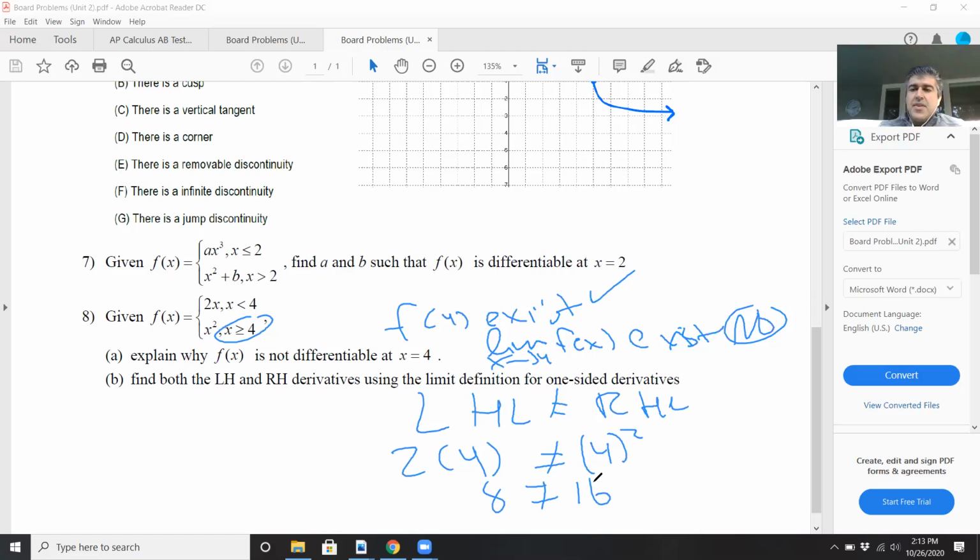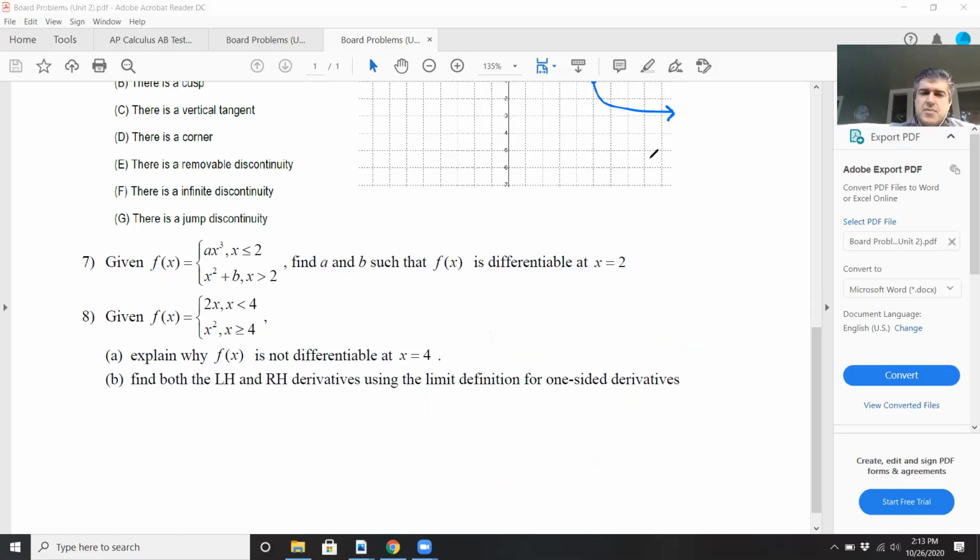Now for part B, you have to find left and right-hand derivatives using the limit definition for one-sided derivatives. Now the question that was presented in the chat, and someone else asked us in email, is that, you know, if you take the derivative of this, I know that's 2. If you take the derivative of that, I know it's 2x. And of course, if I plug 4 in here, I get 8. And of course, that's 2.